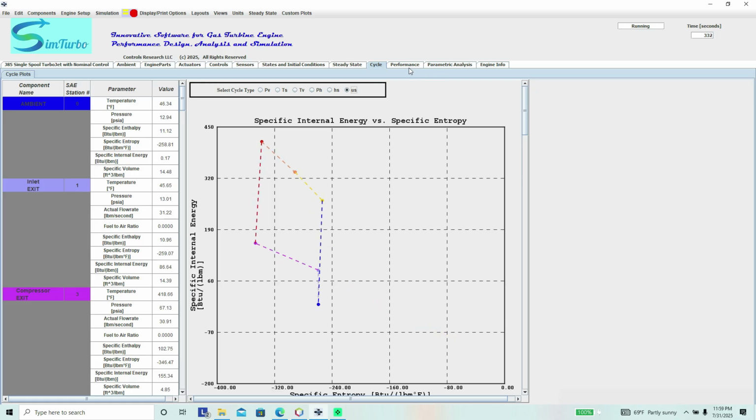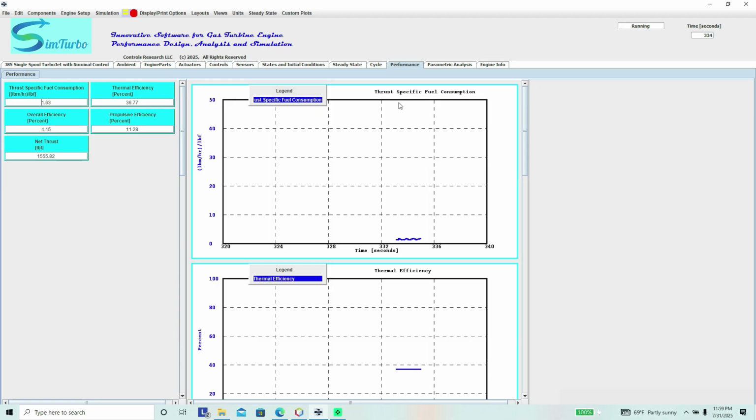And we can look at different performance plots, such as this, which shows the thrust-specific fuel consumption and the thermal efficiency. See, this engine is running at about, what does it say, 37% thermal efficiency.